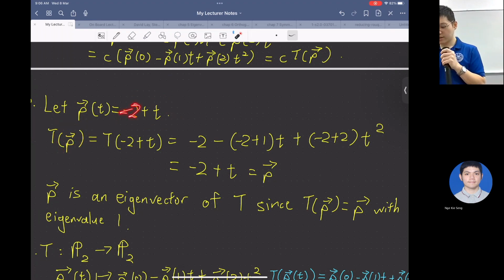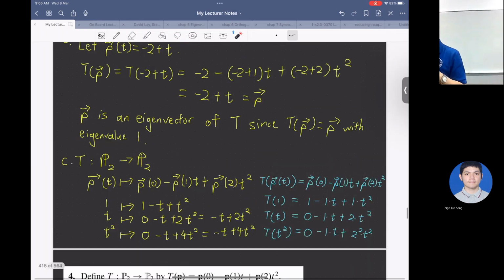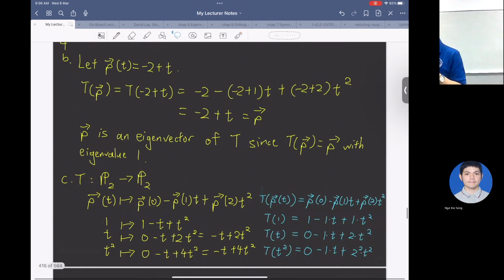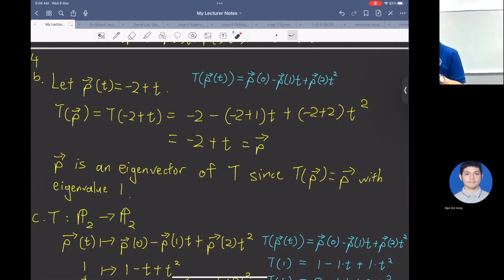For example, 2 minus 2 plus t. So first you substitute the 0. Let me copy this map here so that I can compare. So now t becomes minus 2 plus t. When t equals 0, minus 2 plus t becomes minus 2. When t equals 1, minus 2 plus 1 is minus 1. And when t equals 2, minus 2 plus 2 is 0. Maybe I'm going a bit too fast. Let me move.